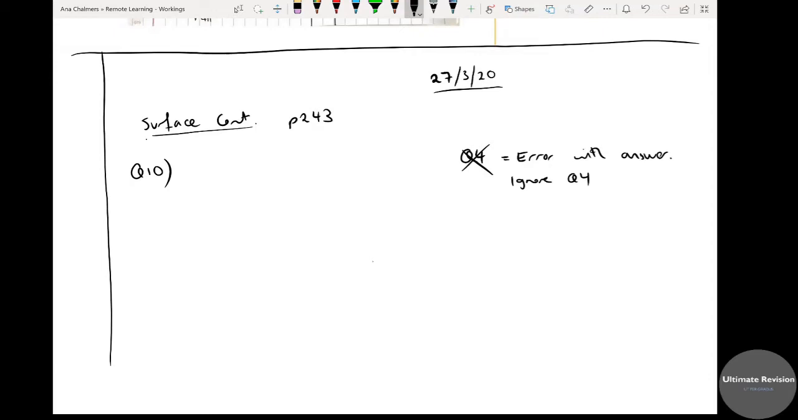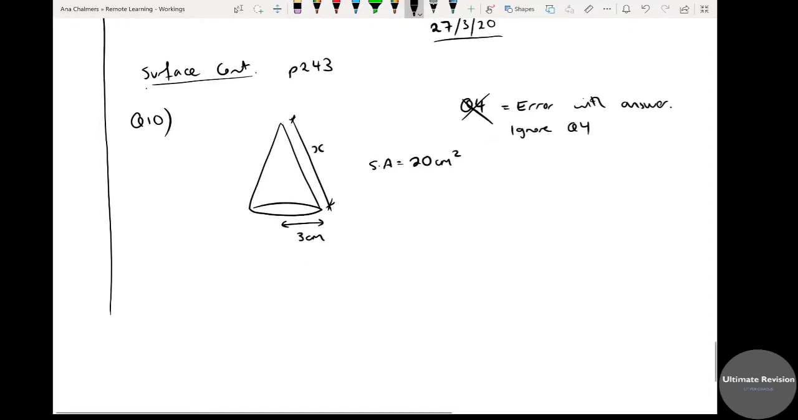So we've got a cone for question 10, and it says the surface area is 20 centimeters squared, and the radius is 3 centimeters, and it says find the slanted height. Find the slanted height. That's the slanted height.